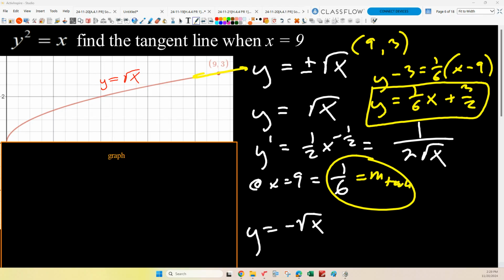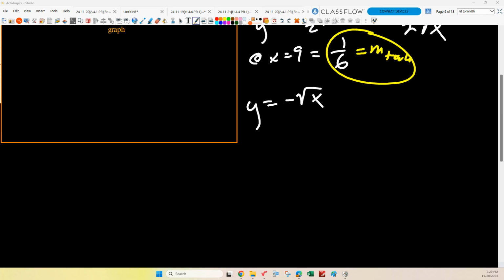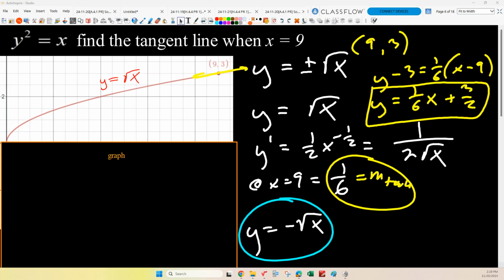Okay, what about this other piece, though? Look down here. We've still got this one. I've got to do the same thing with that one because I got 2 functions, right? If I look at the graph of x equals y squared, what does that look like? What's the graph of that relation going to look like?